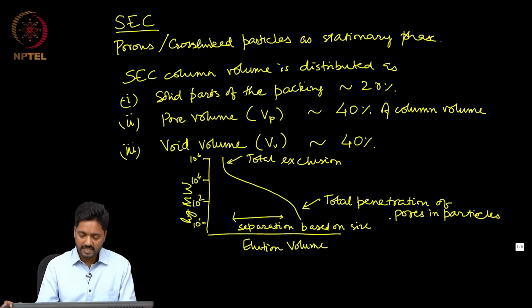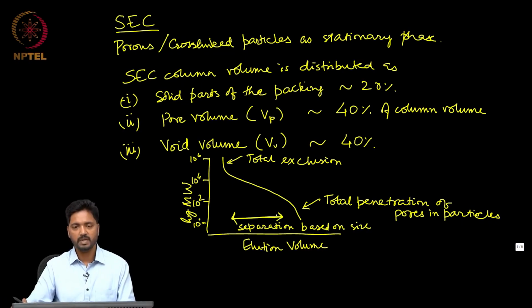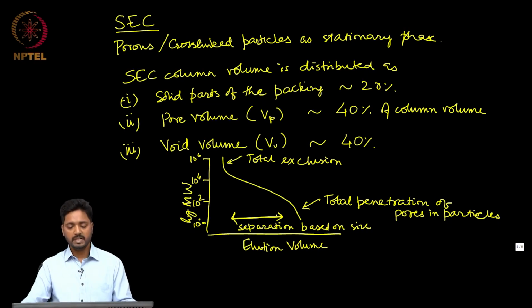So, both these extremes are of no particular use to us in the size based exclusion technique, and only the regime highlighted by the double sided arrows is of use to us, where a linear change in the log molecular weight happens with the elution volume.